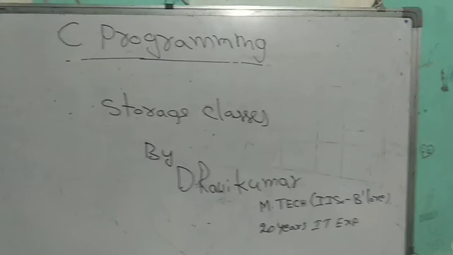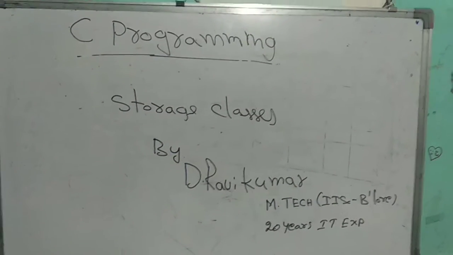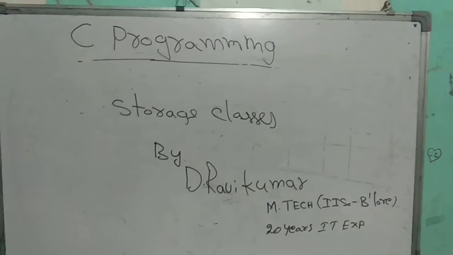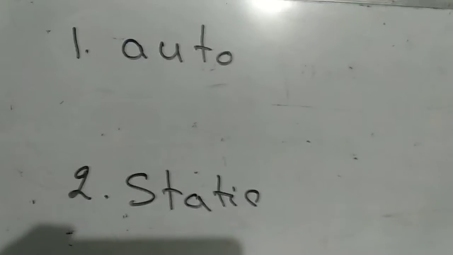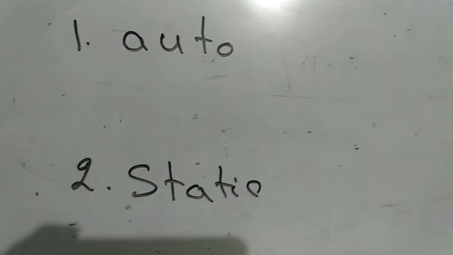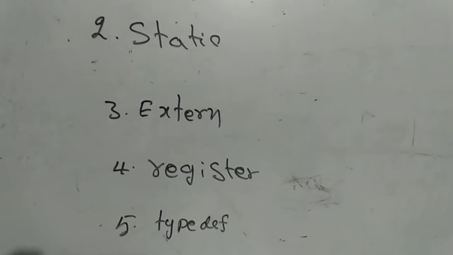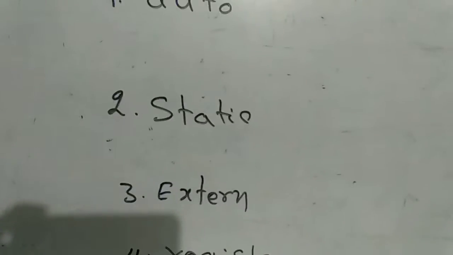Let us discuss the storage classes. What are the storage classes available in C? These storage classes are useful daily while programming. There are five storage classes we see daily while coding. One is the auto storage class. Second is the static storage class. Third is the external storage class. Fourth is the register storage class. Fifth is the typedef storage class.